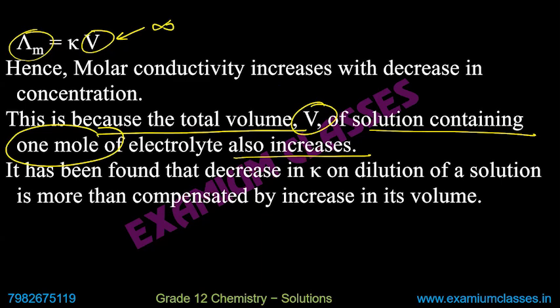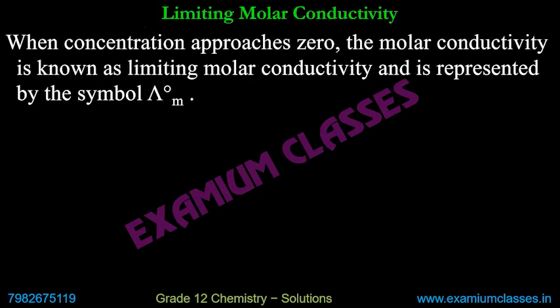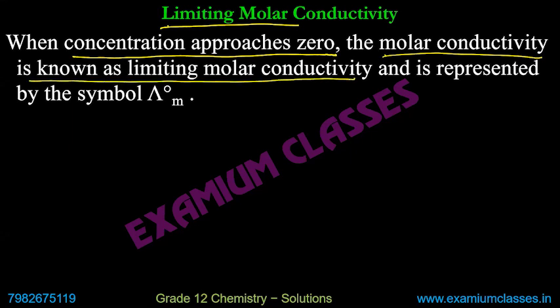Infinite conductivity would mean resistivity is zero, but it is not possible. There is a certain limit up to which the conductivity will increase, and there is a reason for that. That is called limiting molar conductivity, lambda m naught. When concentration approaches zero, meaning we have diluted the electrolyte to a large extent, the molar conductivity is known as limiting molar conductivity and is represented by the symbol lambda m naught. It does not increase beyond lambda m naught. This is the maximum conductivity it can achieve.